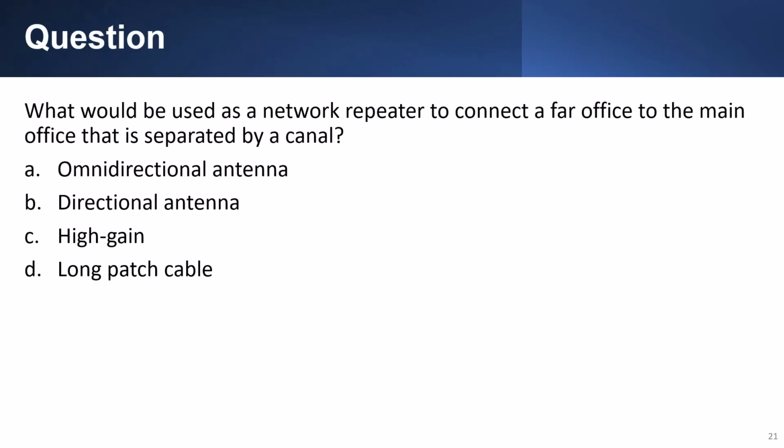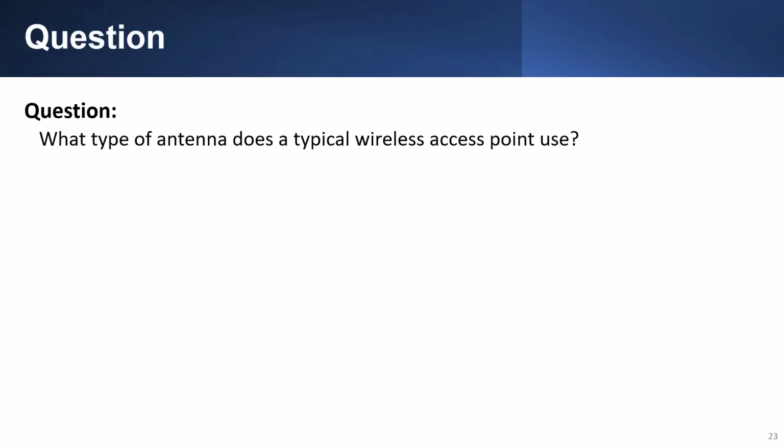Question. What would be used as a network repeater to connect a far office to the main office that is separated by a canal? Answer: directional antenna. Question. What type of antenna does a typical wireless access point use? Answer: omnidirectional.